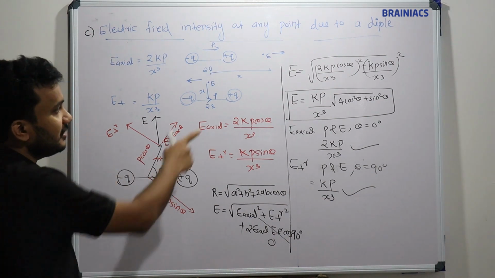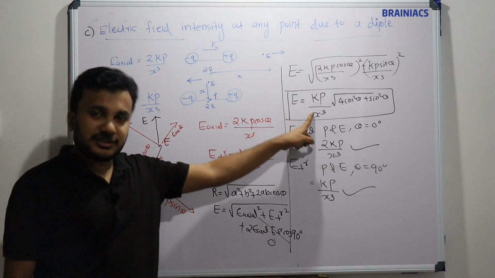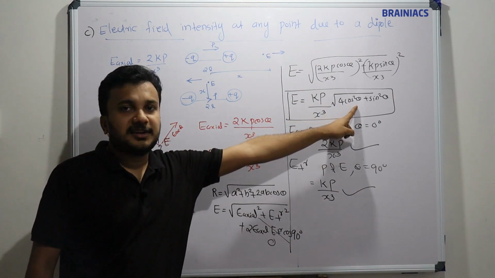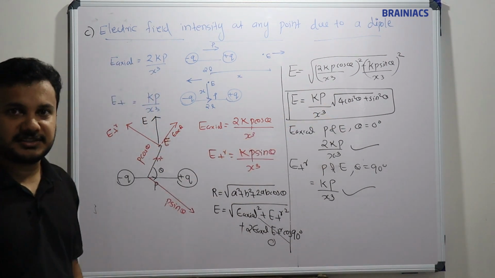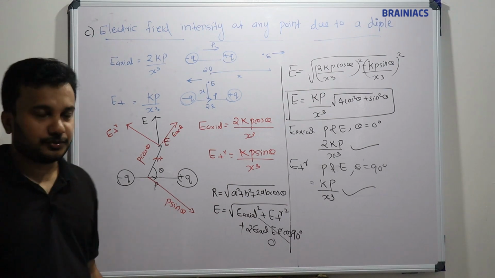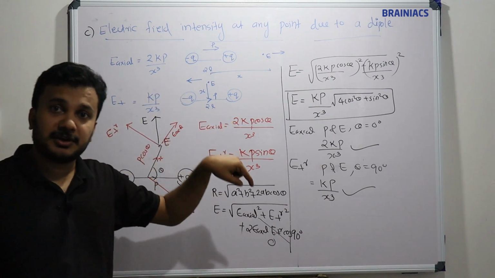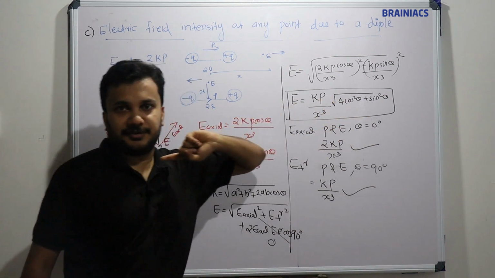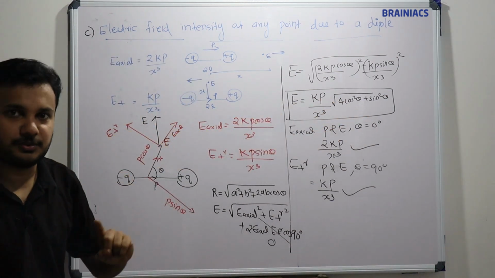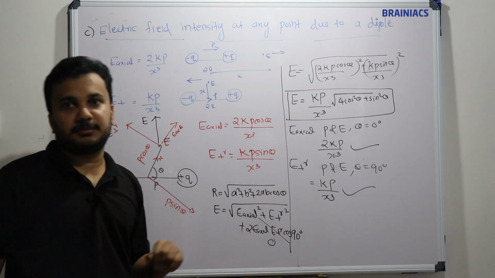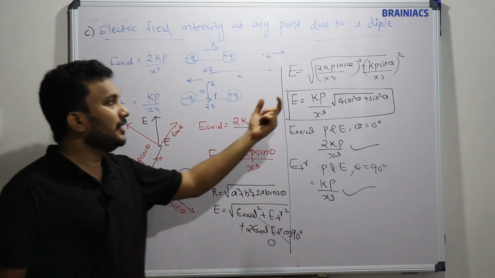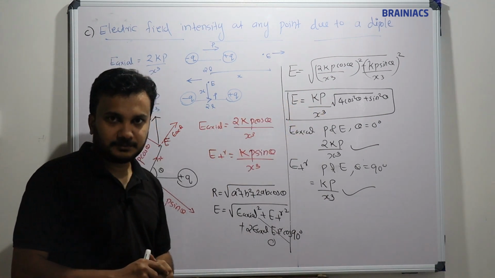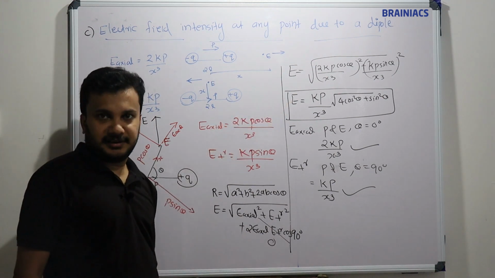So how will you find the electric field intensity? You know this formula. You will substitute theta equal to 45 degrees. Cos 45 is 1 by root 2, so cos square 45 is 1 by root 2 whole square, which means 1 by 2. Here also, sin 45 is 1 by root 2, so sin square 45 is 1 by root 2 the whole square. So you will do it accordingly, and you will get the electric field intensity.